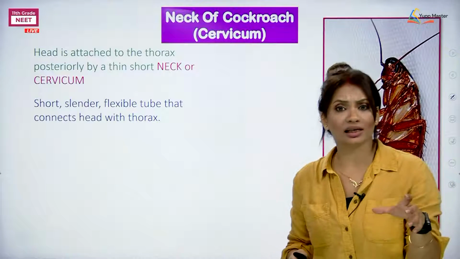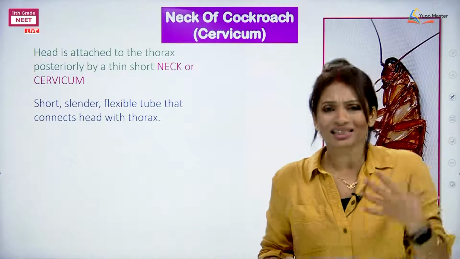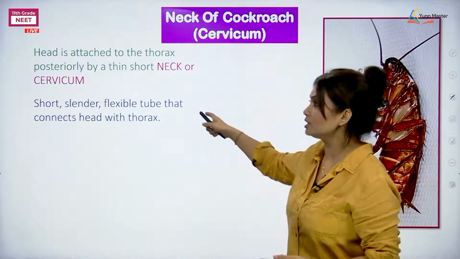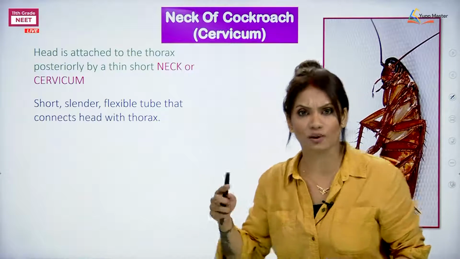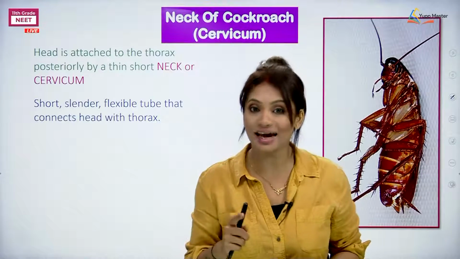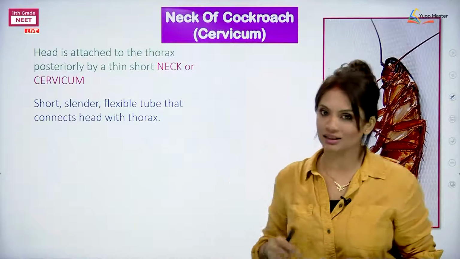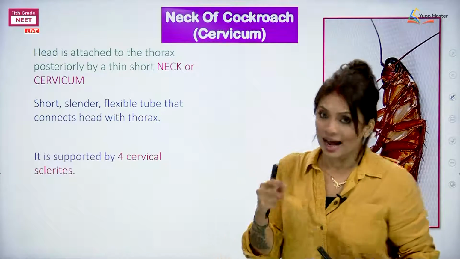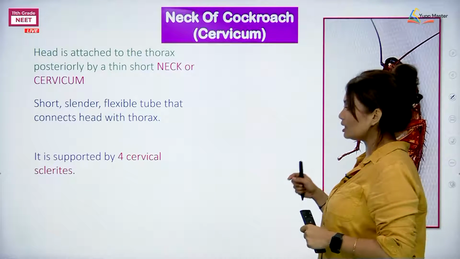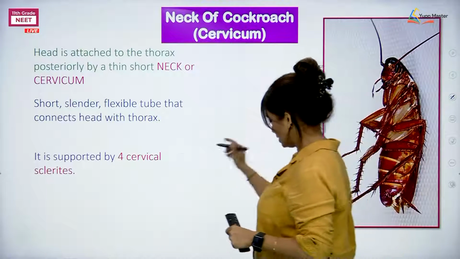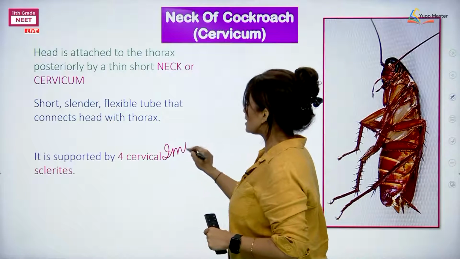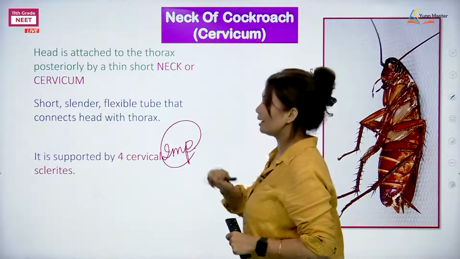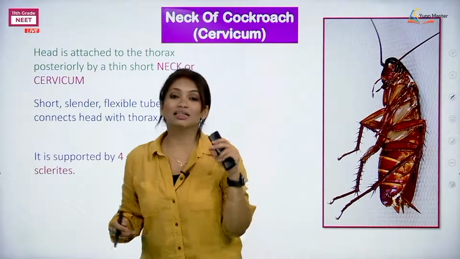Okay, also we see that the cervicum is a short, slender, flexible tube, and because it is flexible, the cockroach is able to move its head. It is connecting the head with the thorax. Now look at this part over here, a very important part: the neck region is supported by 4 cervical sclerites.